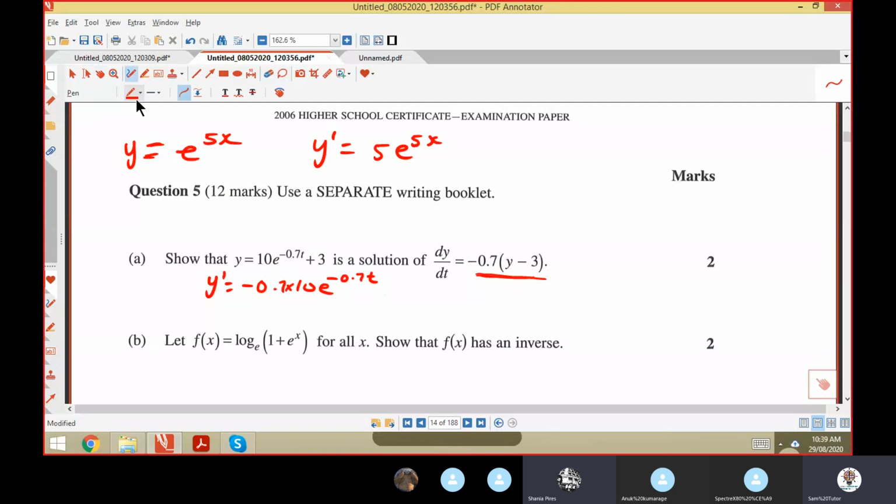So guess what I'm going to write in my next line? Equals negative 0.7 y take away 3. Exactly. I just had to write the answer down because 10e, this bit here, is y take away 3. Shania, can you see that now? Yeah.